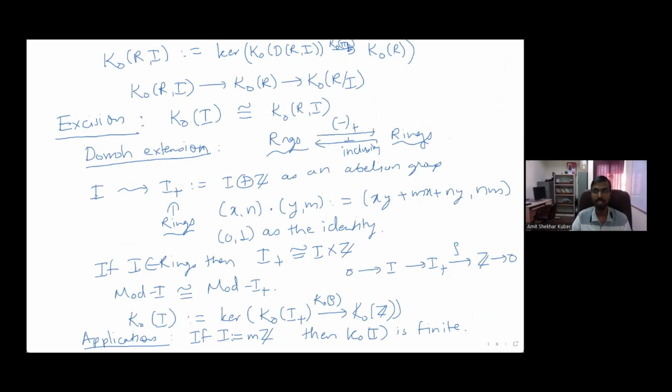Sir, what is the map from K0 of R comma I to K0 of R here in the second line? Yes, that's a good question. K0 of R comma I is a subgroup of K0 of the double of R along I, from which you can map to K0 of R cross R, from which you can go to K0 of R. The composite of these three maps is this map. Is that okay?